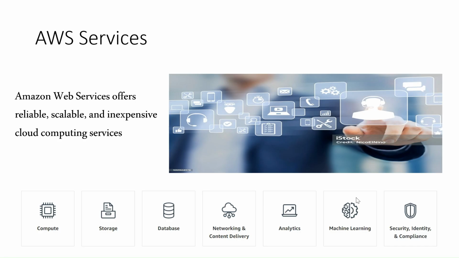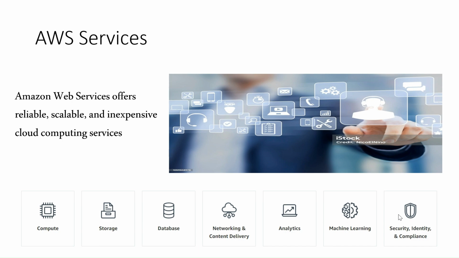Amazon Web Services, or AWS, are the different services which AWS offers as a part of its cloud hyperscaler services. For example, we have compute services, storage services, database services, networking, analytics, machine learning, security, and compliance. So whatever modules we have in traditional software development, whether it's a server, a storage, a database or a network, everything is available in the form of a service in AWS.